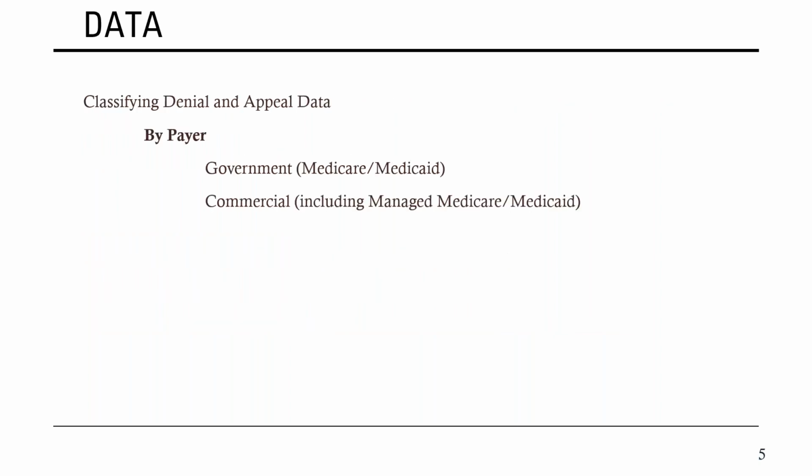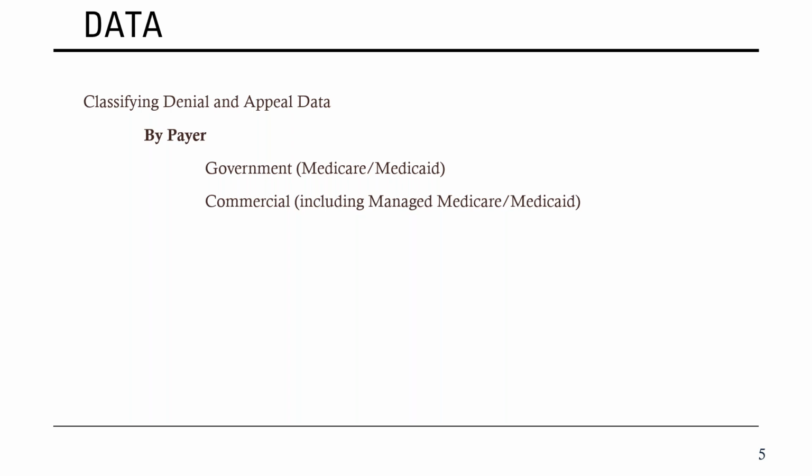So let's talk about classifying our data, because we have to put it in different buckets in order for it to make sense when we're talking about denials and appeals. And I think it will become a little bit clear as I go through this why it's important to think about the data that we're using in our dashboards separated into different components or different buckets.